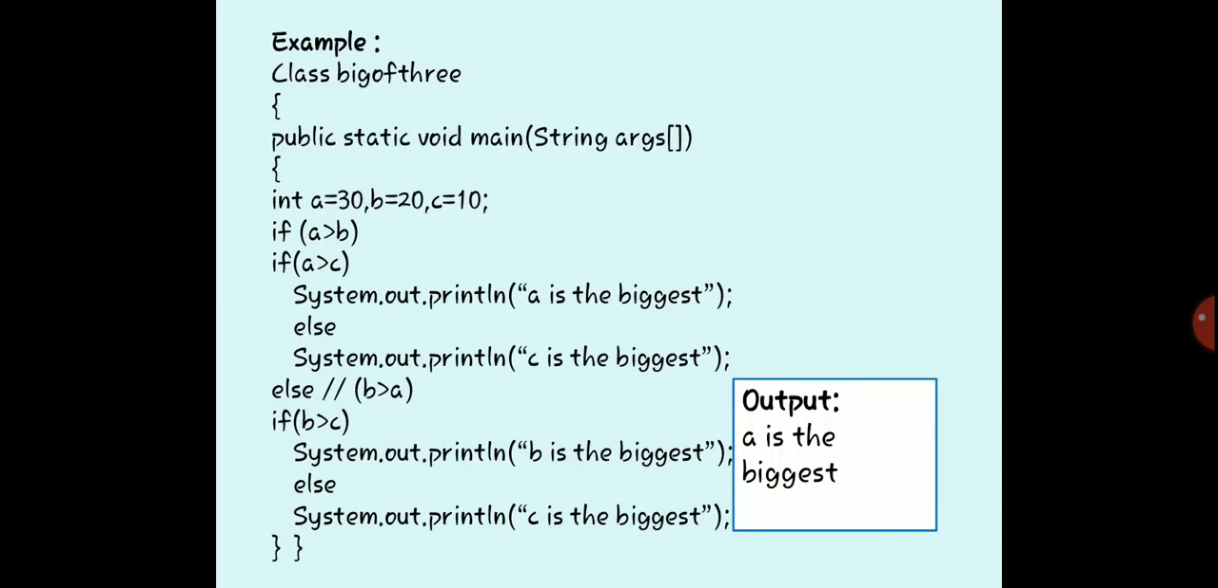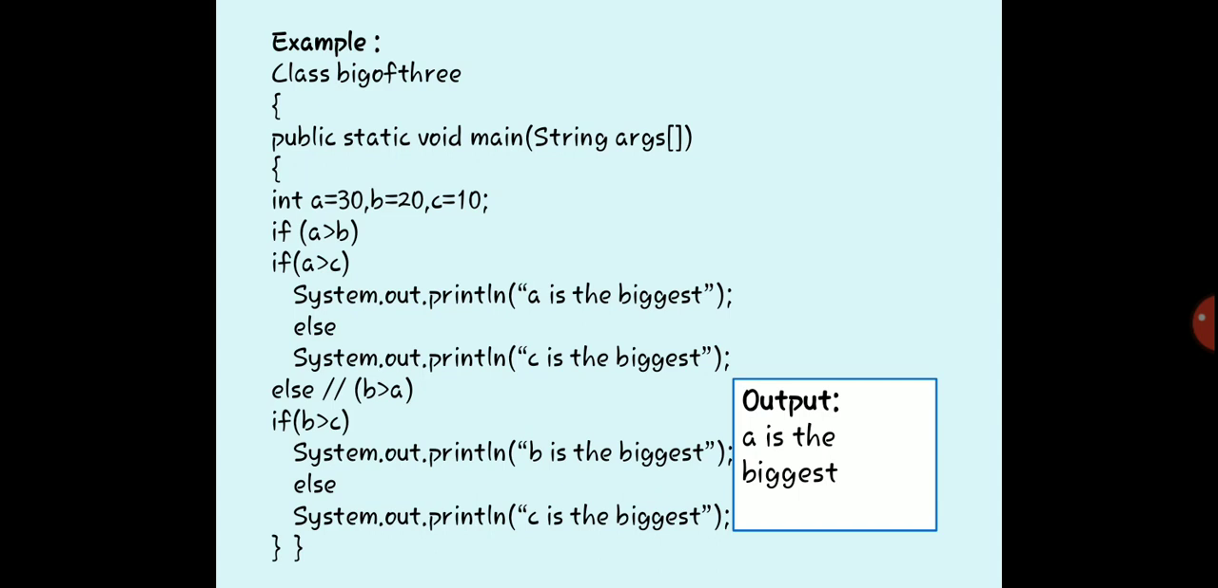Then see, using nested if, we find the biggest of three numbers. The three values are A, B, and C. A is 30, B is 20, C is 10. If A is greater than B, we move on and check A with C. If A is greater than B and the same A is greater than C also, then we print A is the biggest. Else, A is greater than B but A is not greater than C, so C is the biggest. We print C is biggest.